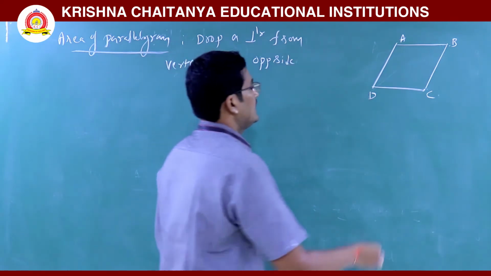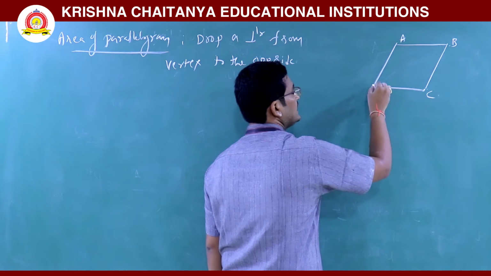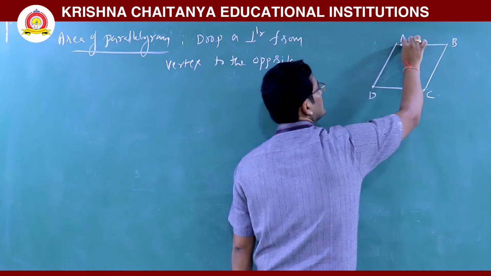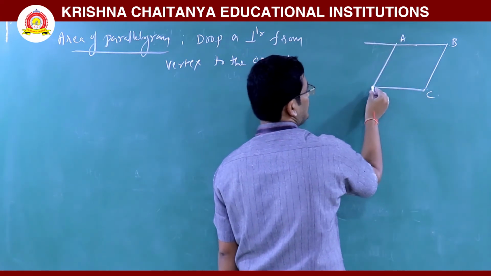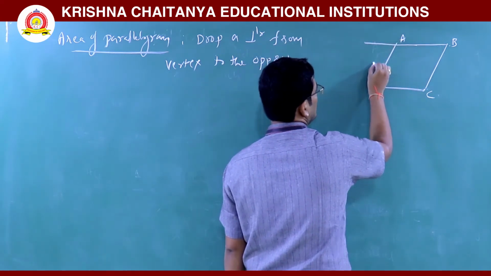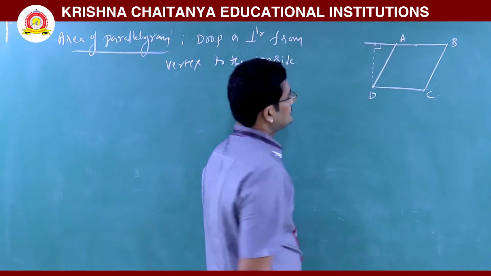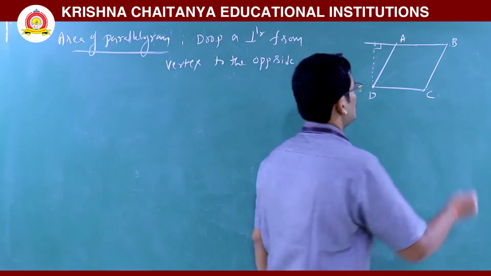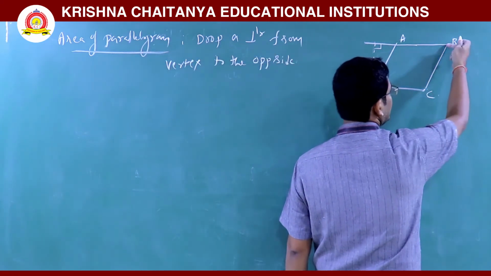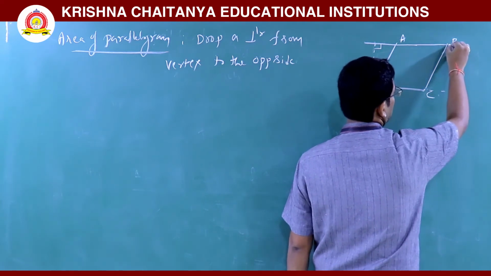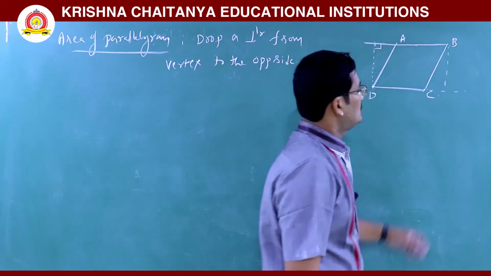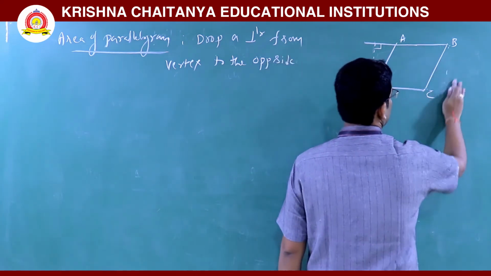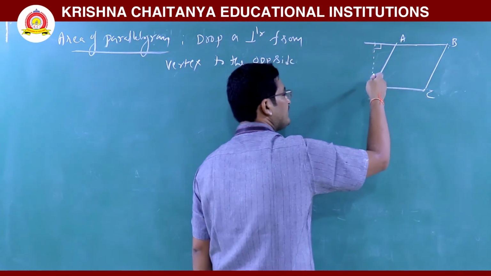Now I am dropping a perpendicular line from this vertex to the opposite side. So let me extend AB like this. Now I have to drop a perpendicular from D to the extended line AB. Or I can extend this line and drop a line from B to this side. You can do it like this also. Now I am dropping a perpendicular line from D to this side.